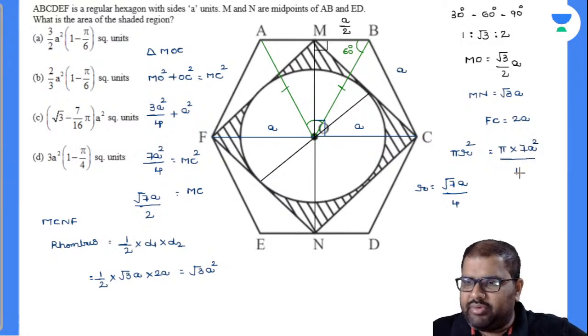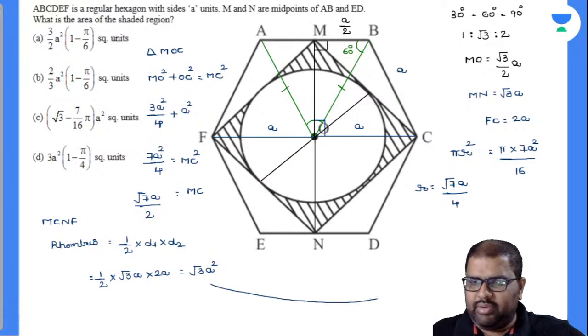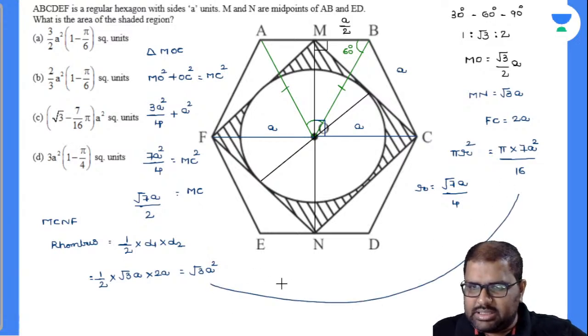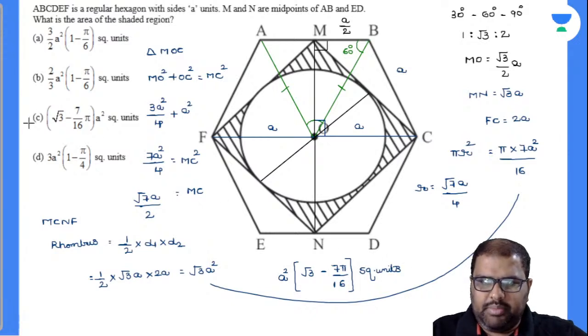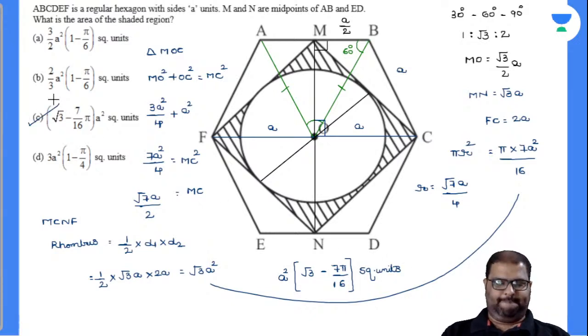So I have to subtract these two things. That will be my answer there. Subtract this. So what can I make common there? A square, I will make it common there. From the rhombus, root 3 minus 7 pi by 16, a square units is nothing but equal to my shaded area. So how many of you got this point? And option number C exactly satisfies there.